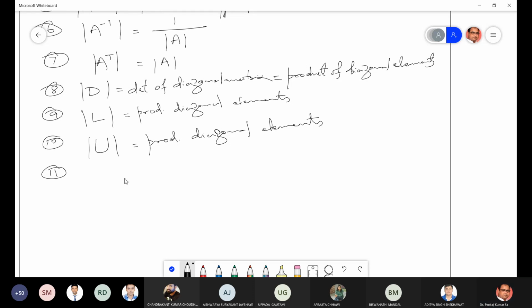One more important property, that is usually used with Gaussian elimination. What is that? Whenever a row is scaled and added with another row, the determinant of the matrix doesn't change.